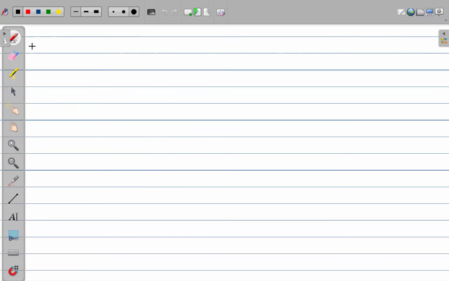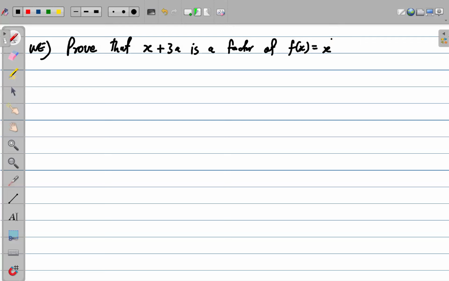Look at this one. There's another example. Look, prove that, and I know when students read the word prove, they feel like the question is extreme. Prove that x plus 3a is a factor of f of x equals, watch this, x cubed minus 2x plus 3ax squared minus 6a. Prove that there's a factor.